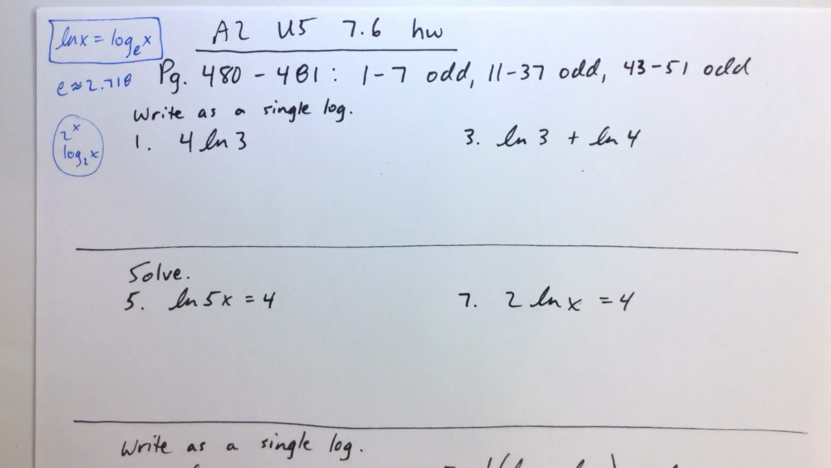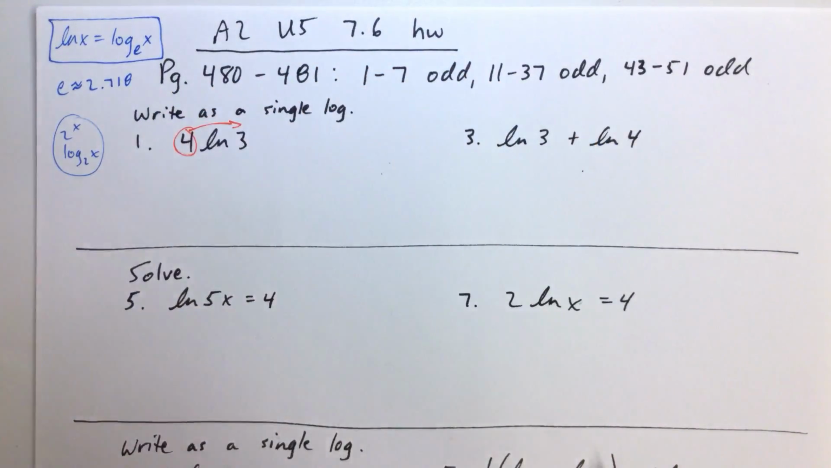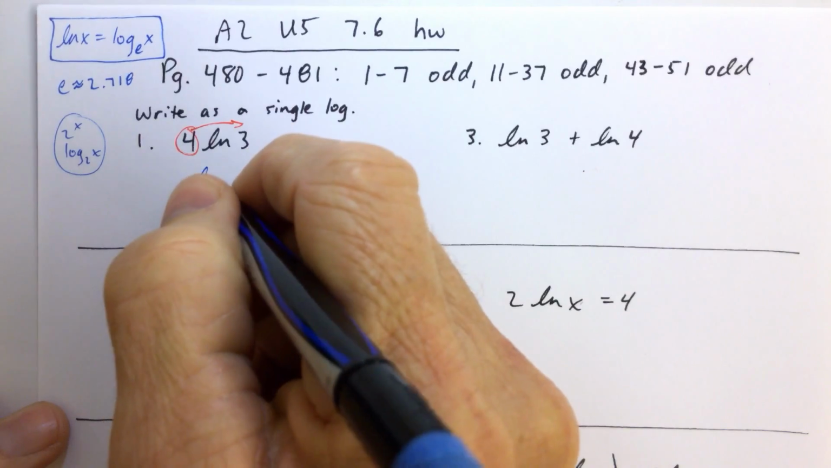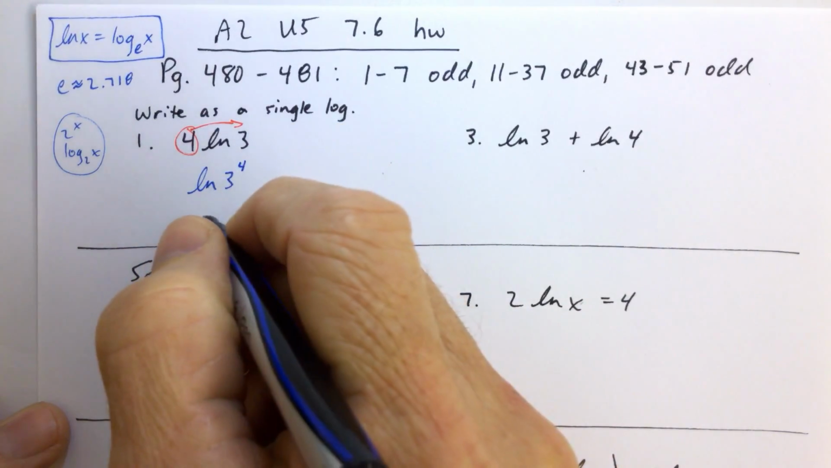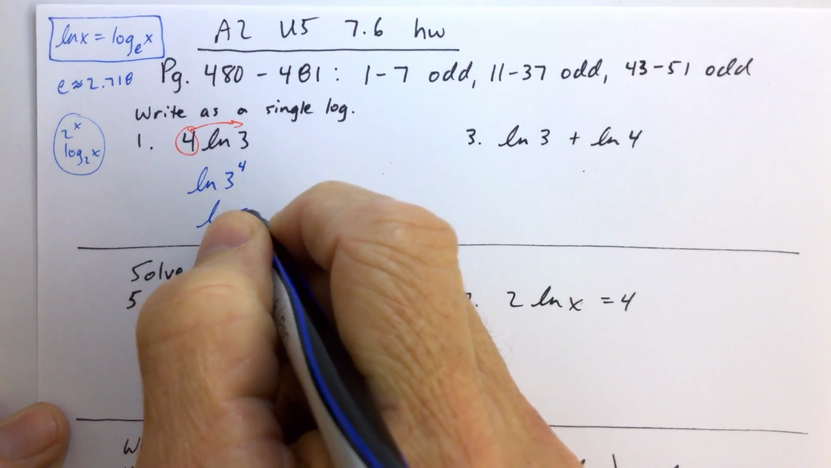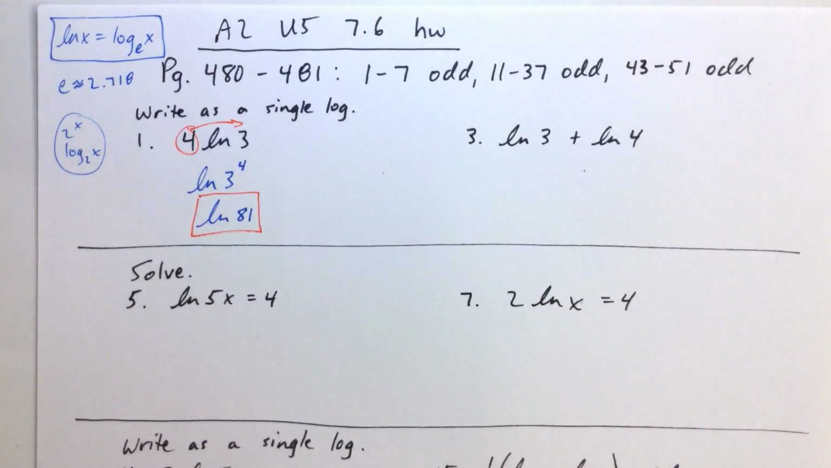Remember, when we see a number out front, so when there's a coefficient out front, we get to move that to the exponent position. We call this the power rule. So log of 3 to the 4th, that's ln of 3 to the 4th. If you wanted to go ahead and write it as ln of 81, that would be okay as well. So that's just writing it as a single log, so we can use the same properties of logs.